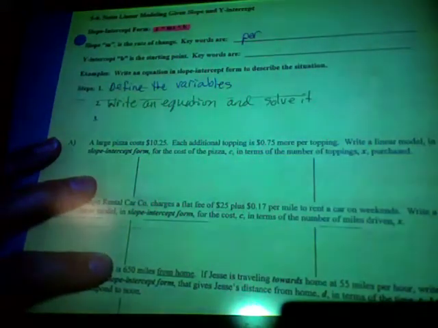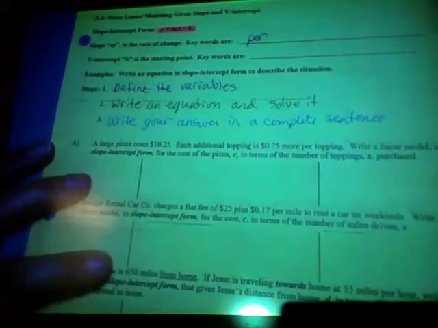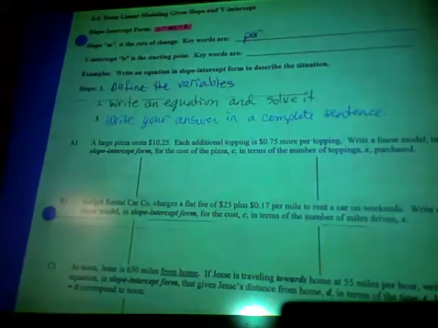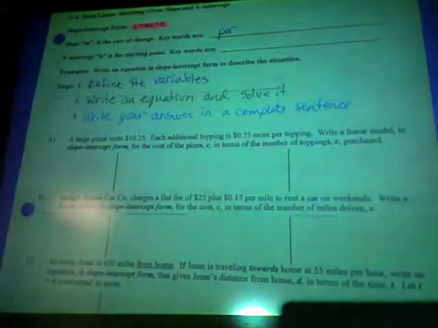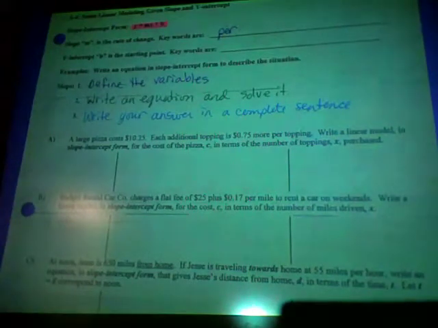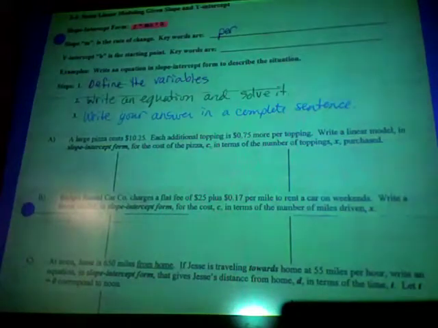And then what's the last thing you do? Okay, so write your answer in a complete sentence. You know all that stuff, right? Okay, so then let's start to dissect these.